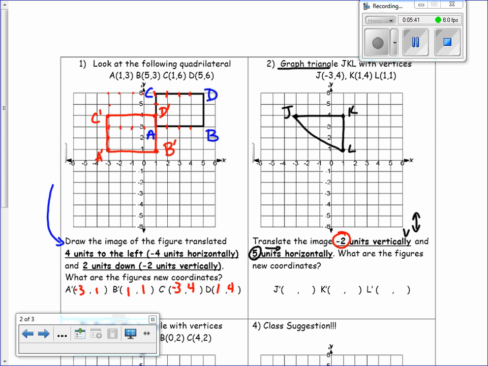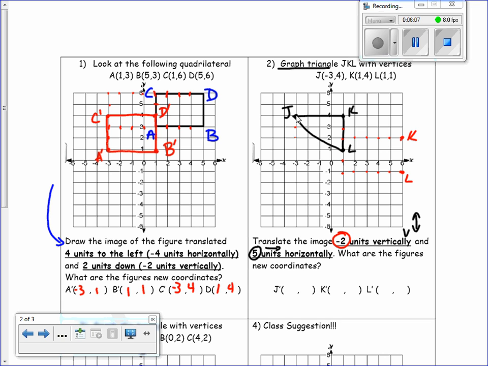So let's see, -2 units vertically, down 2, all right, and 5 units horizontally. 1, 2, 3, 4, 5. There's my new L. Down 2, see how I'm counting it. If I'm counting it, you should be counting it. 5 horizontally, 1, 2, 3, 4, 5. Okay.